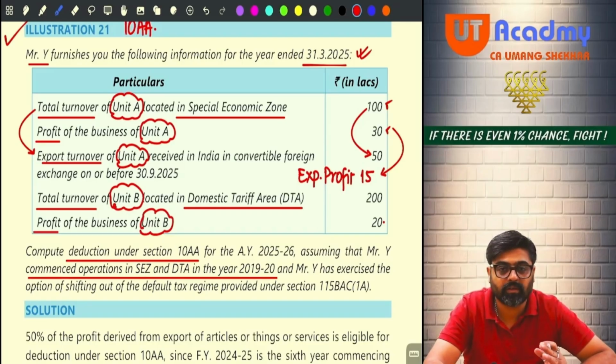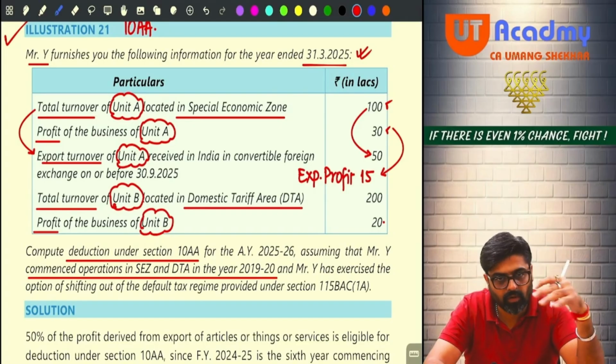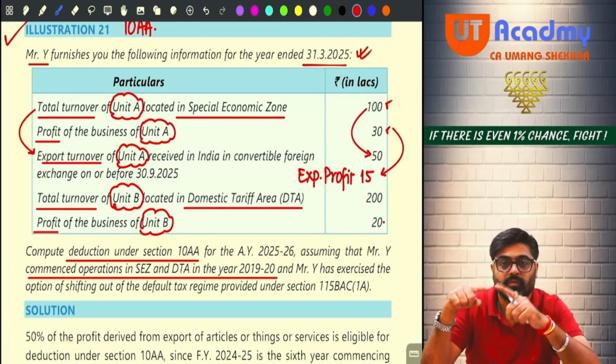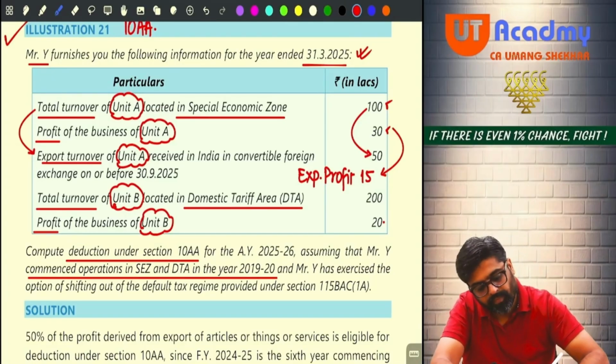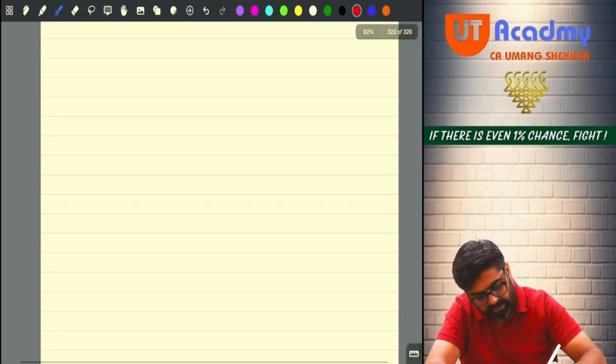So both the businesses were started in which year? 19-20. The operations of both the business started in 19-20. So 19-20 was the first year. 19-20, 20-21, 21-22, 22-23 and 23-24. 5 years have already gone. This 24-25 will be the 6th year for both these businesses. Yes or no? Now if I have to present the answer, I will be presenting it like this.